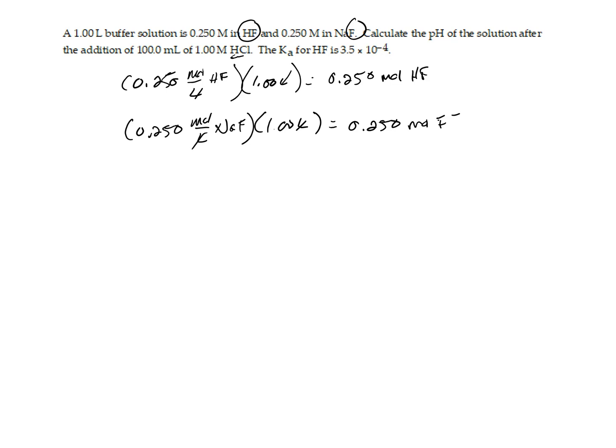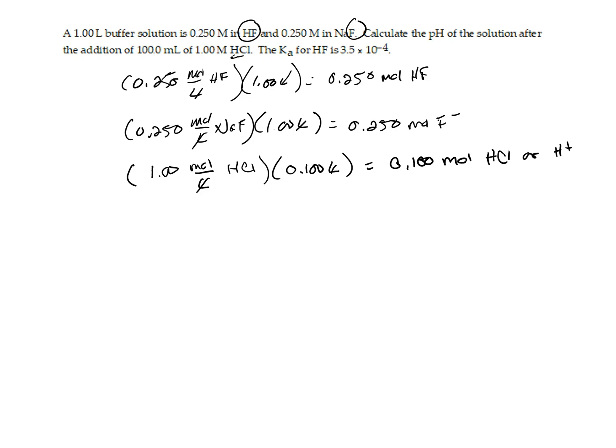And then we need to figure out how much hydrochloric acid we have. So we've got a concentration of 1 mole per liter HCl, hydrochloric acid, and we've got 0.100 liters, since we have 100 milliliters. I'm going to get those liters to cancel out, and that means we're going to have 0.100 moles of hydrochloric acid, or you could think of this as 0.100 moles of free protons.